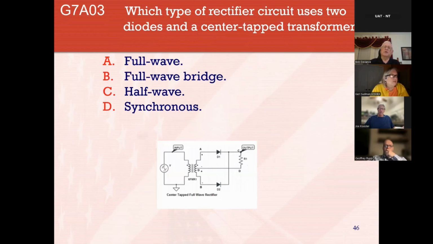What type of rectifier circuit uses two diodes and a center tapped transformer? Do you remember that diagram that we looked at first that had 4 diodes in it? That's called a full wave bridge.